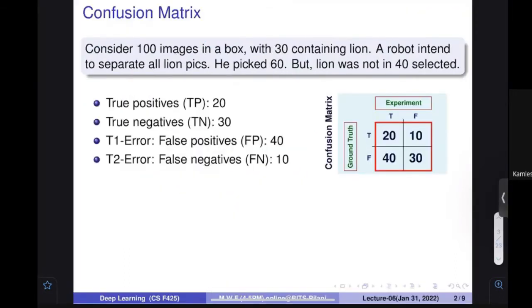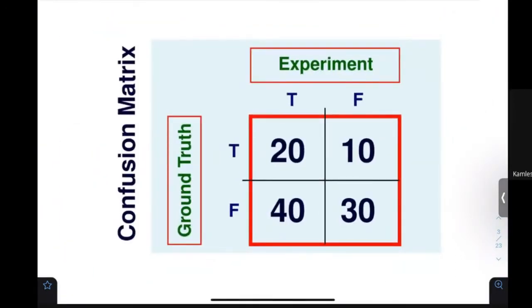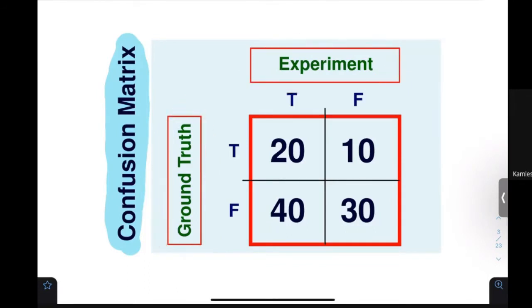If you recognize this scenario, you can make a table of this particular kind. This table has a very important name: it is called the confusion matrix. It is a very important table in machine learning, and it gives you two perspectives of your data: one with respect to the ground truth and one with respect to the experiment. Here we are assuming that my problem is a classification problem, and there are only two classes: lion or not lion, true and false, 0 and 1, -1 and +1. Only two classes are there.